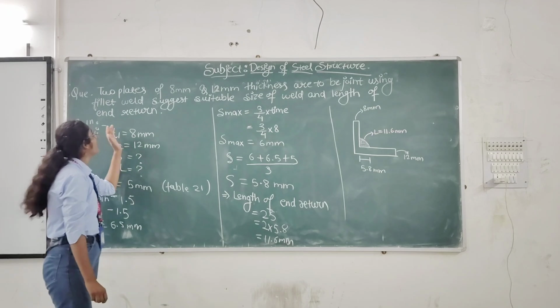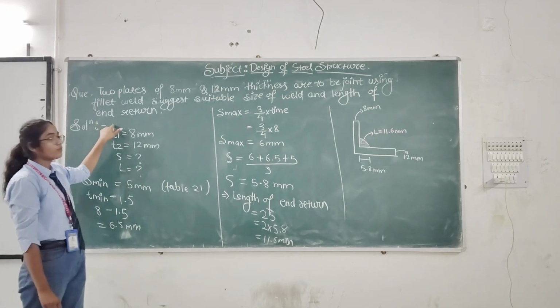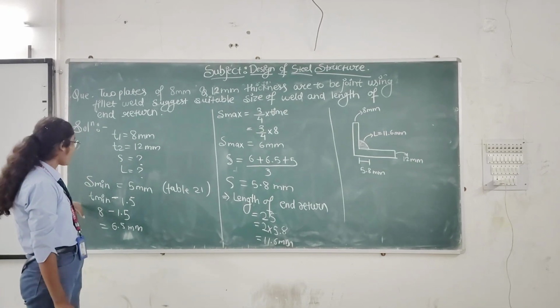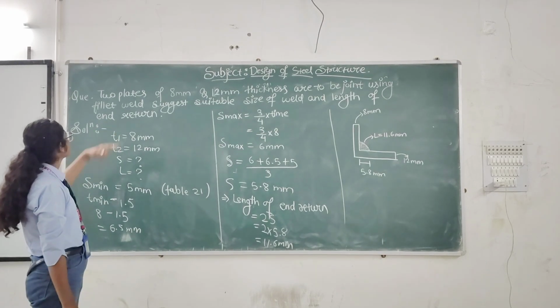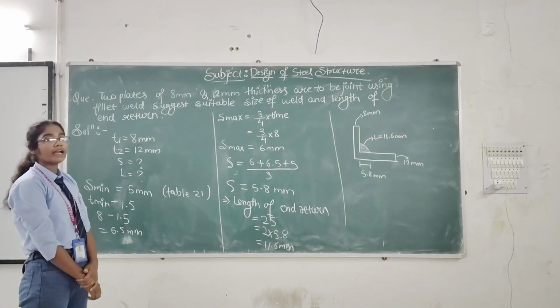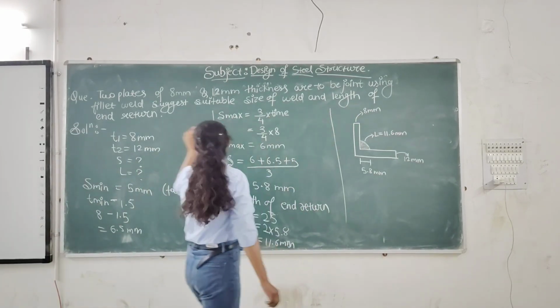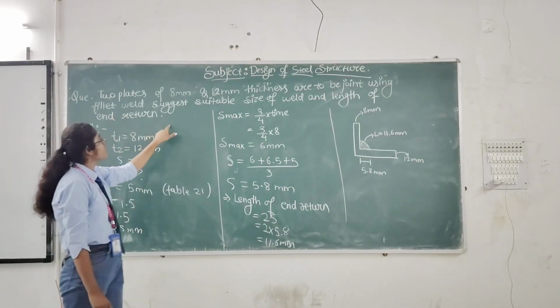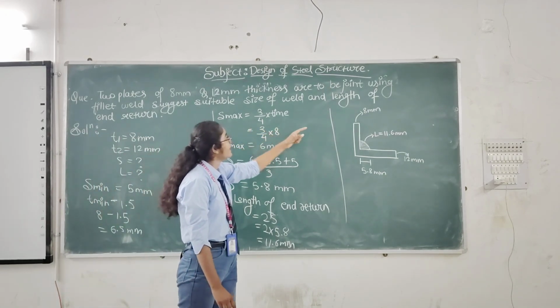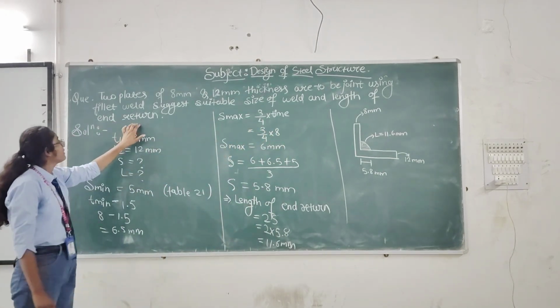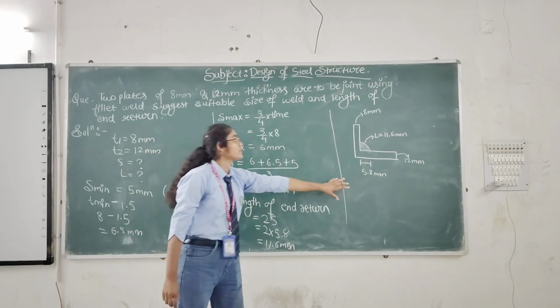So here is our question. We have to calculate the size and the length. The question is: two plates of 8 mm and 12 mm thickness are to be joined using the fillet weld. Suggest suitable size of weld and length of 8 meter. So this is the diagram of this question.